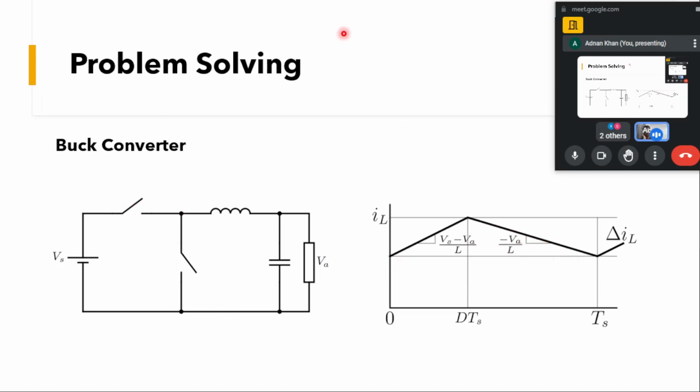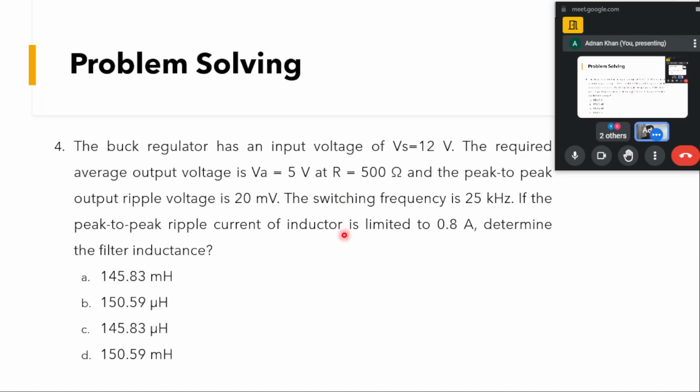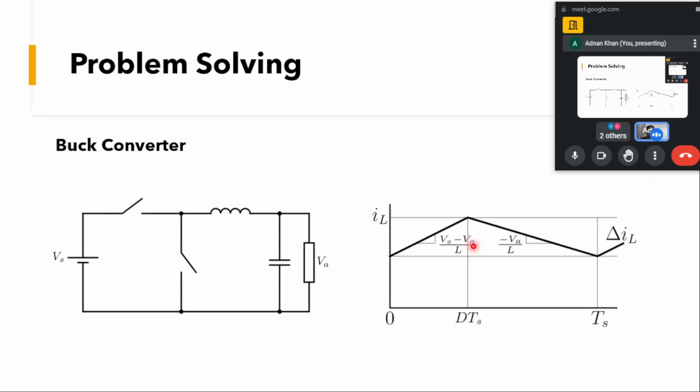And we know whatever is stored here, the initial value should be the same, so the current will drop up to this point. The difference between this peak value and the minimum value is the delta IL, that is the ripple, and it is given to us, it is equal to 0.8 amps. Now what we have to calculate is the value of the filter inductor to have this 0.8 amps.